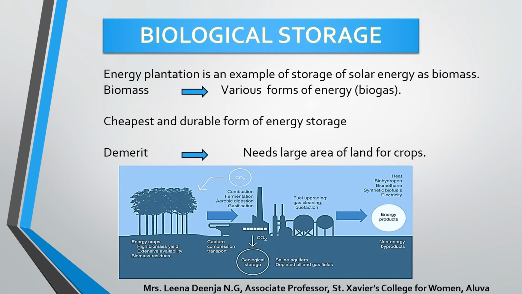The last type of storage is biological storage. Energy plantation is an example of storage of solar energy as biomass. This biomass is later used to produce various forms of energy like biogas. It is the cheapest and most durable form of energy storage. One demerit is that it needs a large area of land for growing crops.